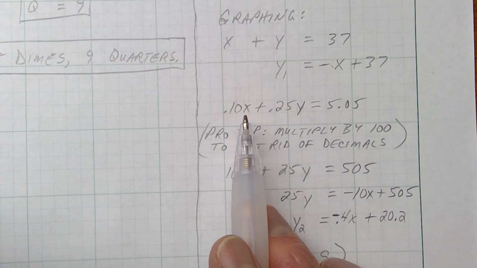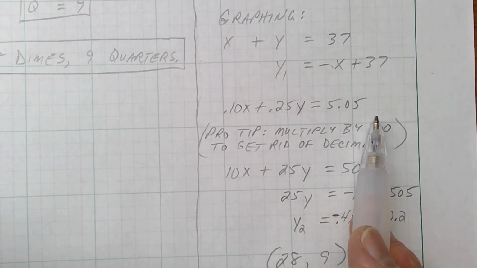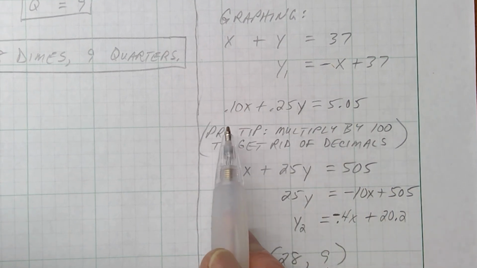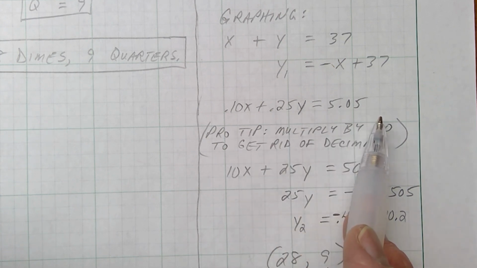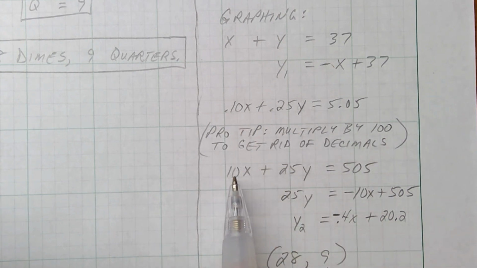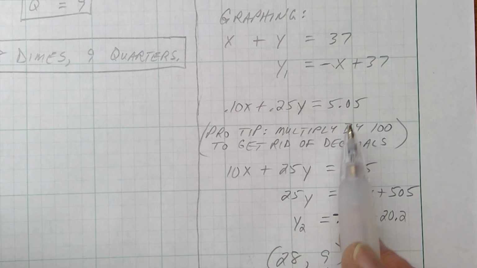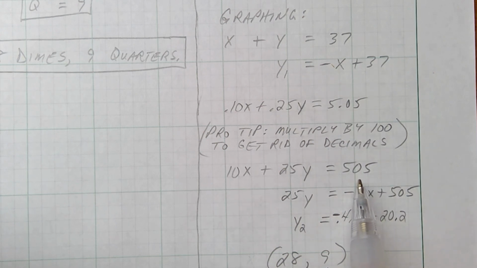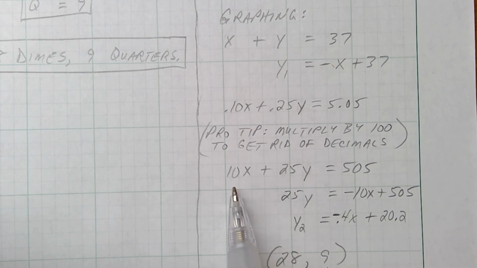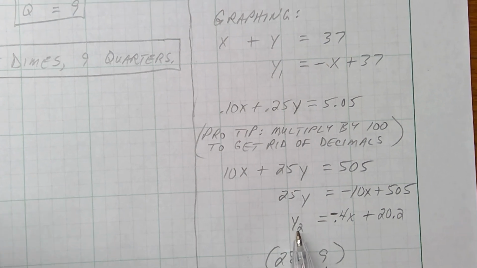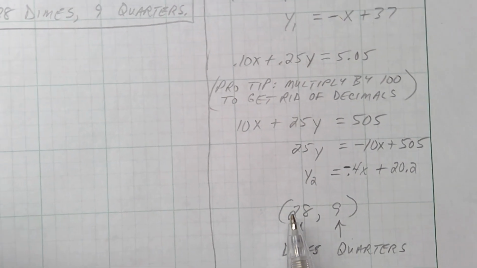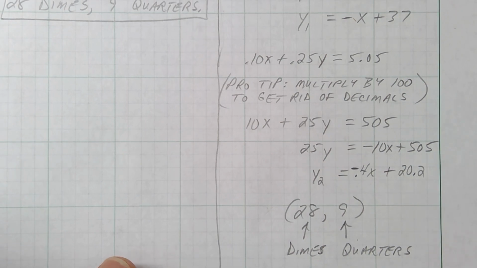So you don't have to. You can work with this equation right here. But it's kind of nicer looking if you just make everybody 100 times bigger. So multiply times 100 gives me 10, times 100 gives me 25, times 100 gives me 505. And then it makes the algebra look a lot nicer too, a lot less scary. Minus 10x both sides, divide everybody by 25 gives you your second equation. Plot them on a graph, see where they cross, and you're at 28, 9.